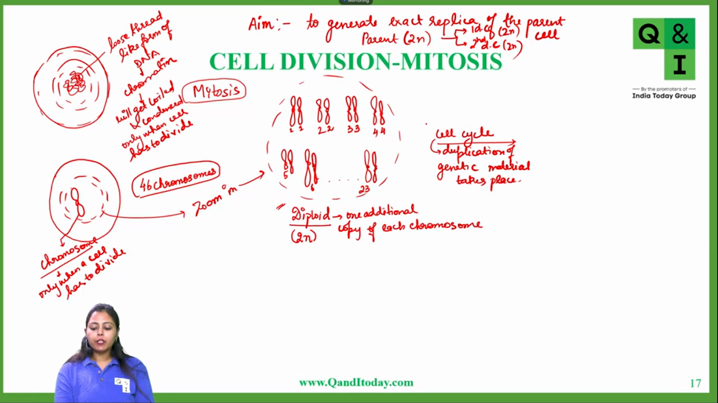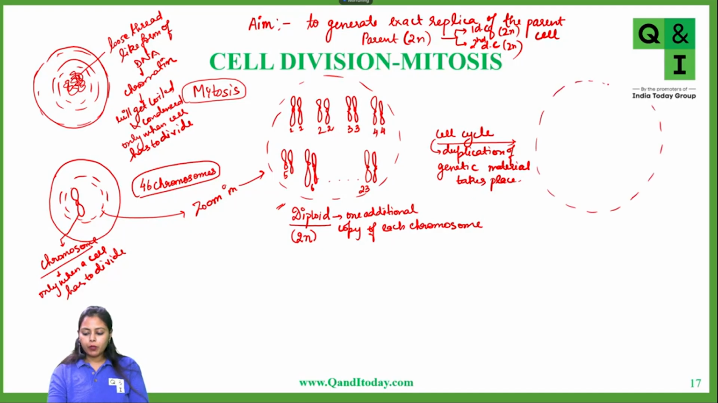Initially, there will occur a sequence of events which is called the cell cycle. In the cell cycle, the duplication of genetic material takes place. Now I am drawing the nucleus again because I do not have the space to draw the entire cell. This was chromosome number 1's two copies, this was chromosome number 2, this was chromosome number 3, 4, 5. Likewise, there are a total of 23 chromosomes.